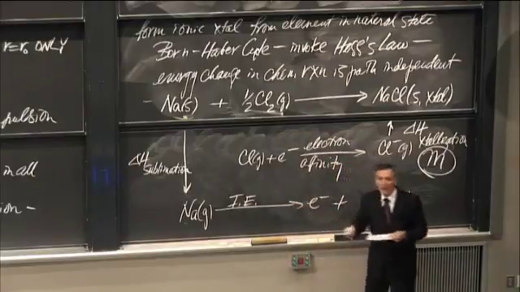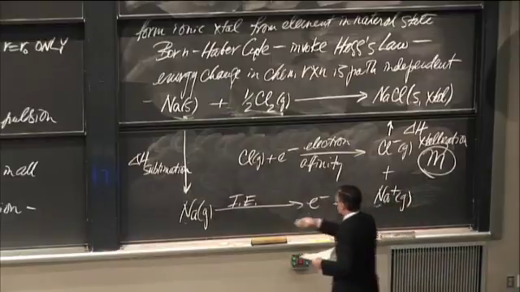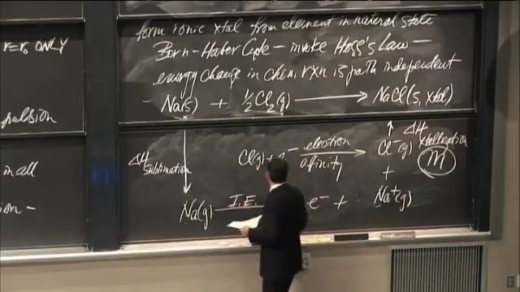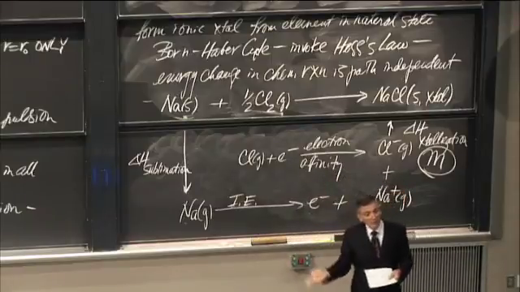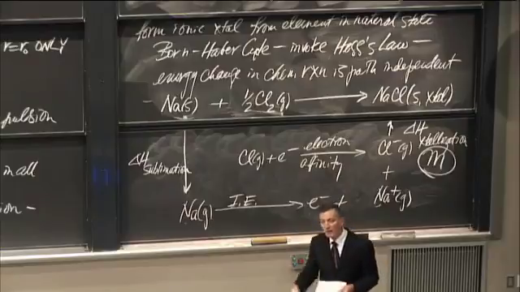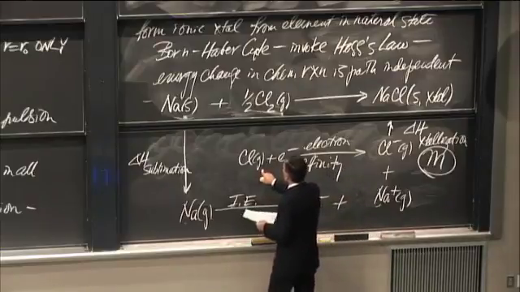So each element has the ability to lose an electron. It has the ability to gain an electron. Losing an electron is ionization energy. Acquiring an electron is electron affinity. And just as with ionization energies, if you have multiple electrons, you have a first electron affinity, second electron affinity, and so on. And now how do I get to atomic chlorine?